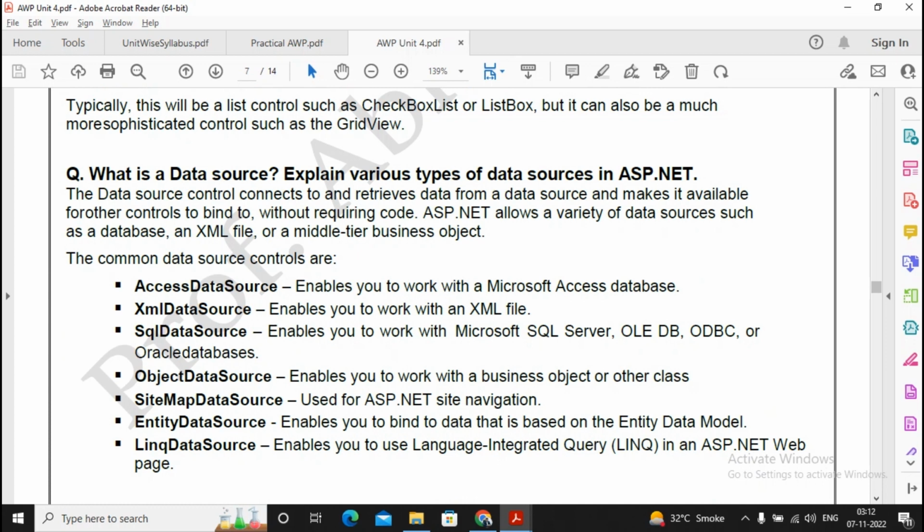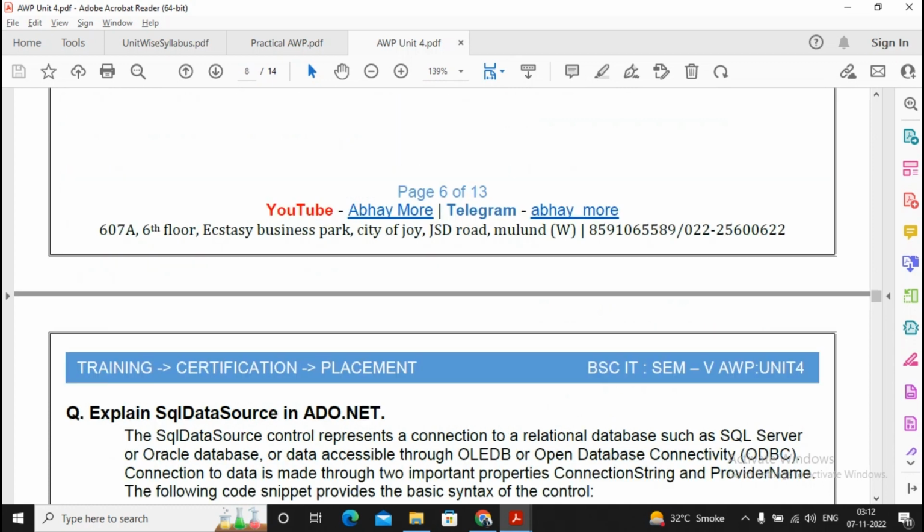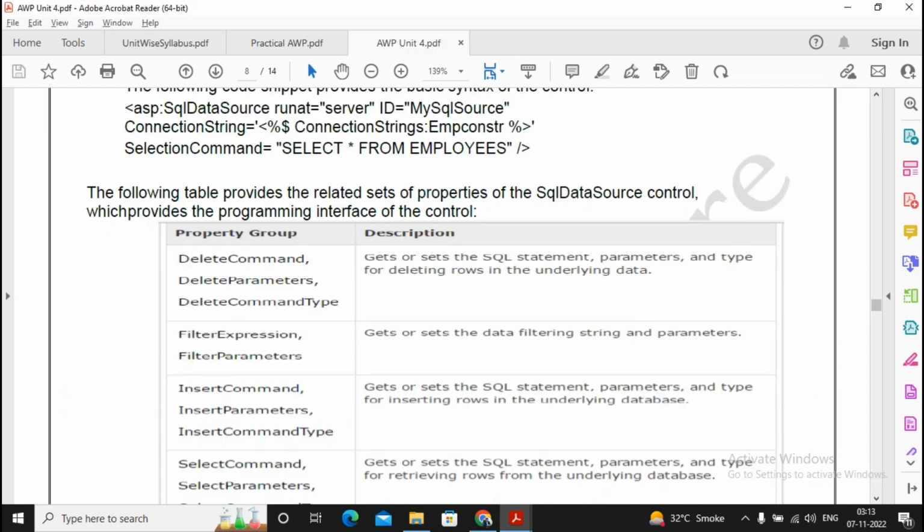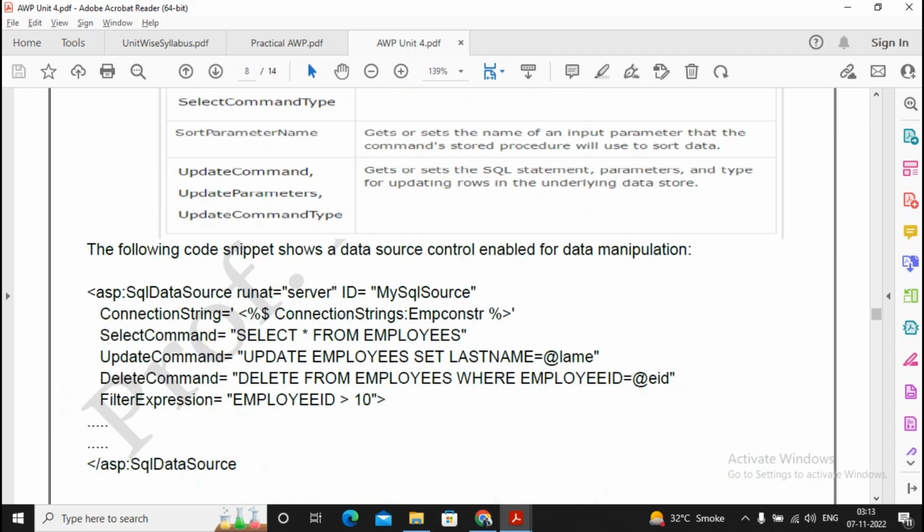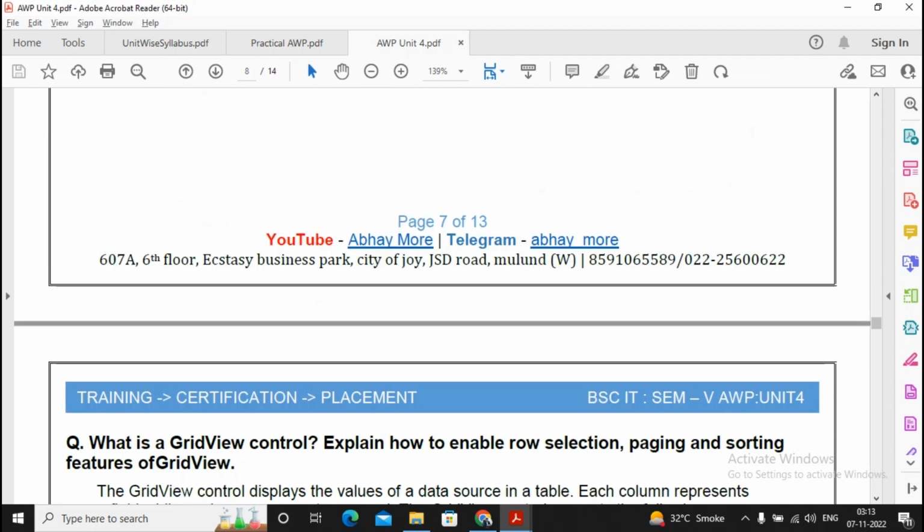What is a data source? Explain various types of data sources in ASP.NET is an important question. Please prepare for this. We are actually working with 3 data sources in practicals: the sitemap data source, XML data source, and SQL data source. In that, SQL data source is quite important because this is the one you are using, as we are using SQL Server as the backend.